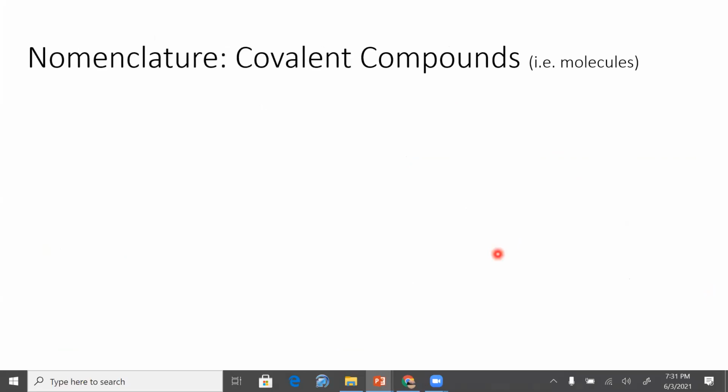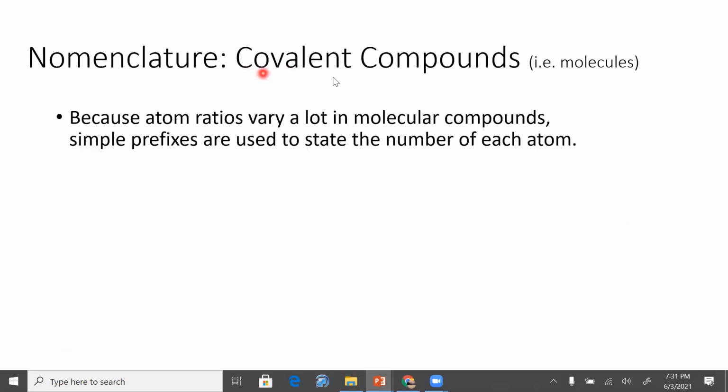All right. So let's go on to the next type of nomenclature. We're going to look now at covalently bonded compounds, which are called molecules. So we talked about a couple of different ways that we can write formulas for ionically bonded compounds. Now we're going to look at covalently bonded compounds. So now we're looking at sharing pairs of electrons, right? And their ratios can vary a lot when we look at these kinds of compounds. So we're going to use prefixes to define how many of each type of atom we have.